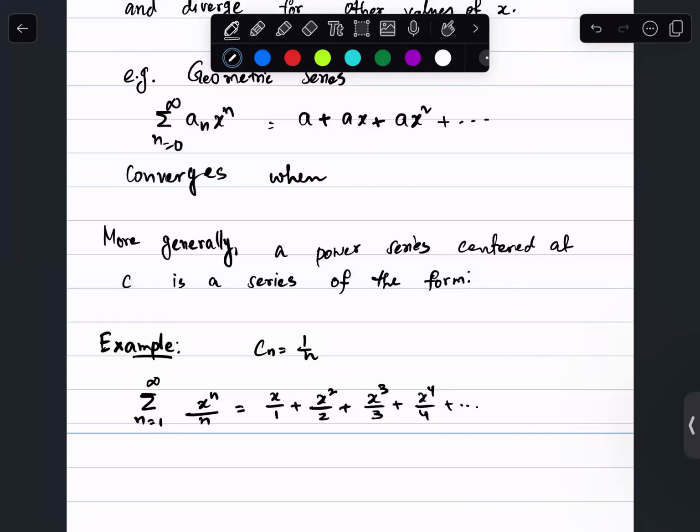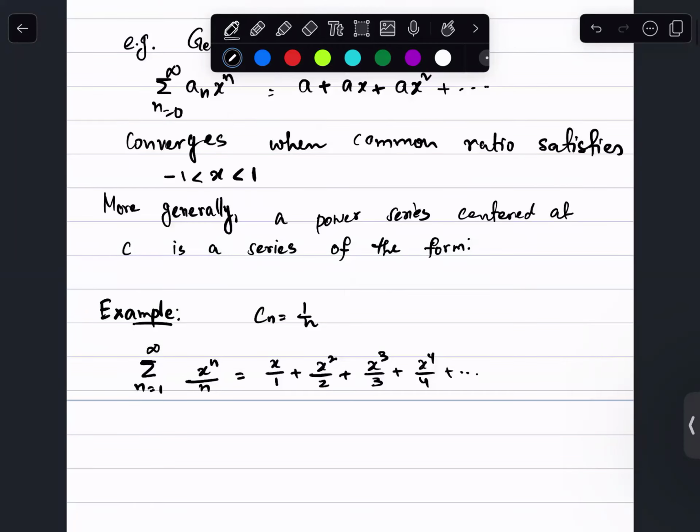when the common ratio satisfies this inequality. If x is between -1 and 1, then it is converging, and it diverges when the modulus of x is bigger than or equal to 1.